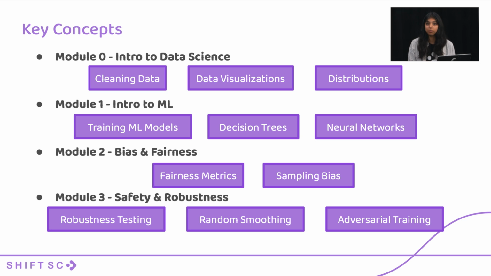In Module 2, Bias and Fairness, you guys went over fairness metrics as well as sampling bias. And then finally, in Safety and Robustness, you guys went over robustness testing, random smoothing, and different tactics for adversarial training. So if any of these concepts might be a little bit foggy to you, I would recommend going back and reviewing them quickly before getting into the final project, as all of these topics will be coming up.